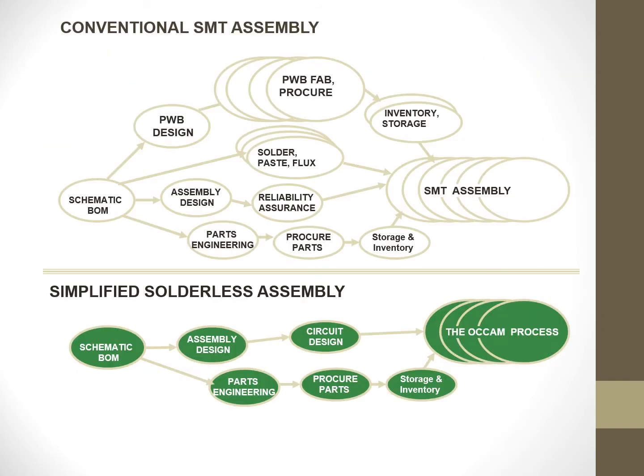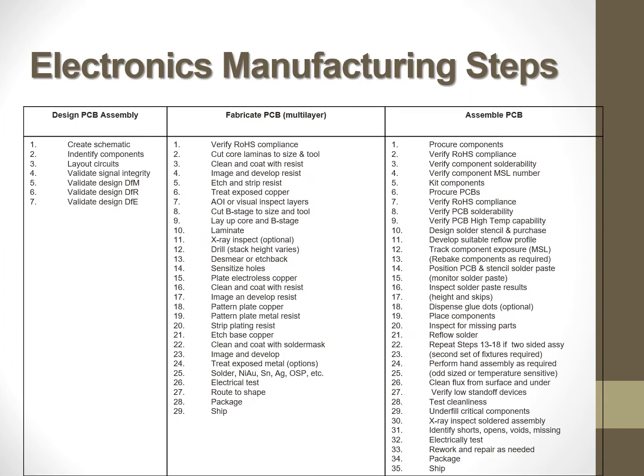If you look at conventional electronic assembly, SMT assembly, there are a number of steps that are required, certainly beginning with a schematic, the design of a printed circuit board assembly, design of a printed circuit board, and then going through the processes to manufacture the various elements in assembly. Looking at the Occam process, which does not use solder, you can see there's a significant abbreviation in the number of manufacturing steps required.